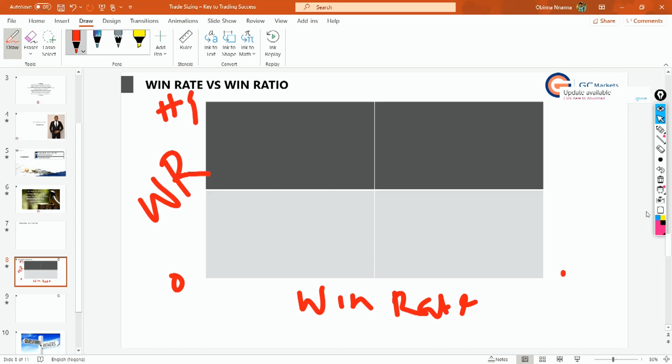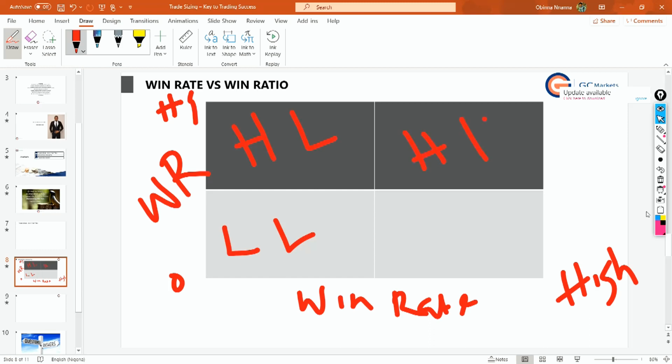Now, here is the thing. There are four quadrants. Here you have low win rates, right? And also low win ratio. Here you have high win rates and low win ratio. Here you have high win rates, high win ratio, and here you have low win rates but high win ratio.